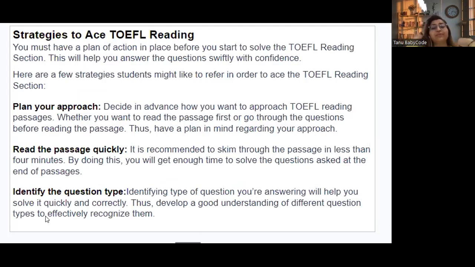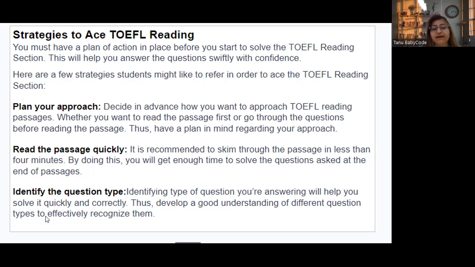Now let's look at some strategies for how you can ace TOEFL reading. The first one is plan your approach. You have to decide in advance how you want to go about the reading part. Are you going to read the questions first, or your passage first, right? So have a plan in your mind regarding how you're going to attempt it.